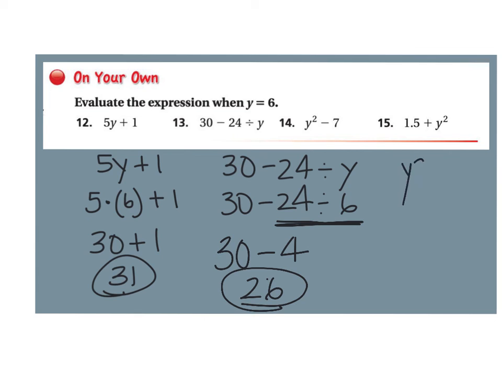If I have y squared minus 7, I'm going to substitute 6 for y, so I get 6 squared minus 7. Well, remember, 6 squared is the same as 6 times 6. So then 6 times 6 is 36 minus 7. So then I would just solve. 36 minus 7 is 29.